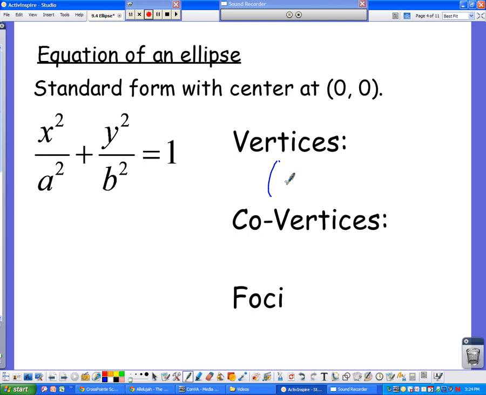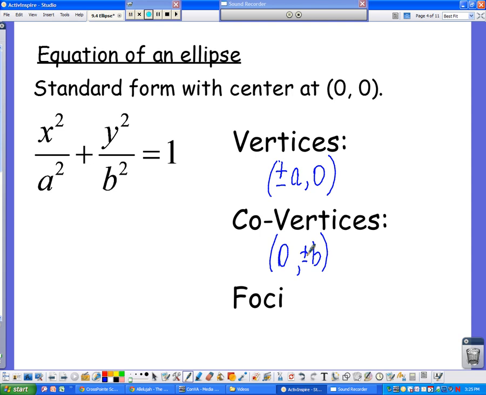All you're going to do is, since A lies underneath the x, take the square root, and remember you get a plus or minus A, and your y is 0. So that'll give you the first vertex. When you're looking underneath the B, since this one is B squared, that's going to be a plus or minus B, and it goes in the y spot. So that would give you 0.